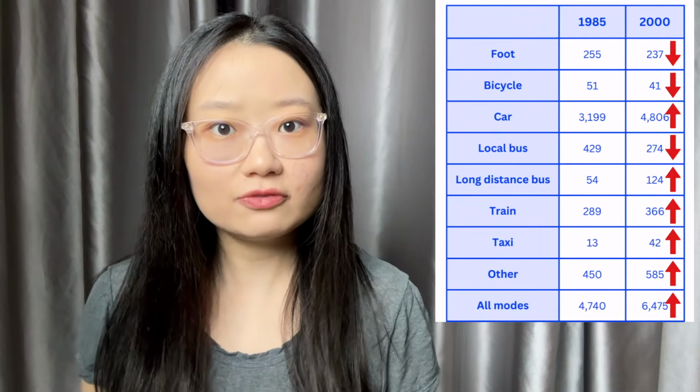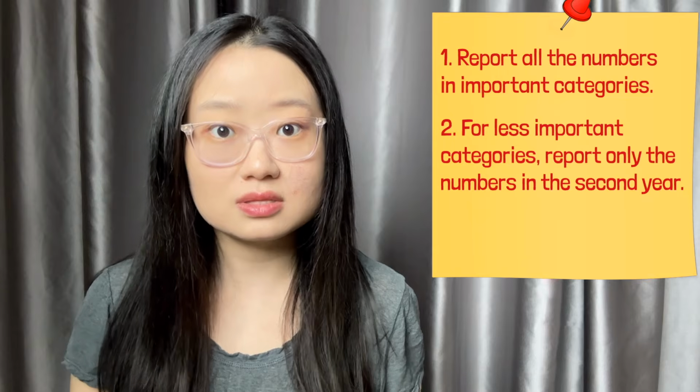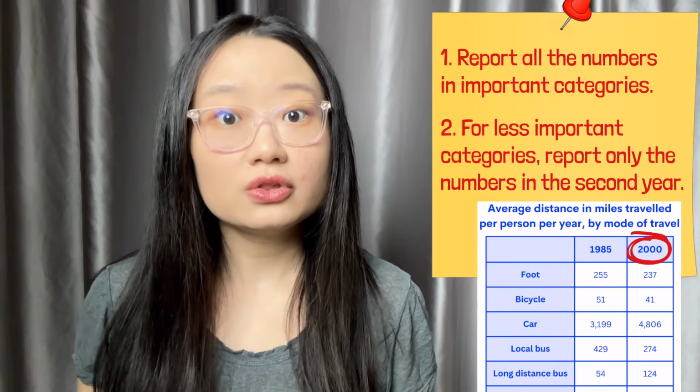trends. So the first tip is to report all the numbers in important categories. 2. For less important categories, we report only the numbers in the second year. 3. Group similar categories together to report.